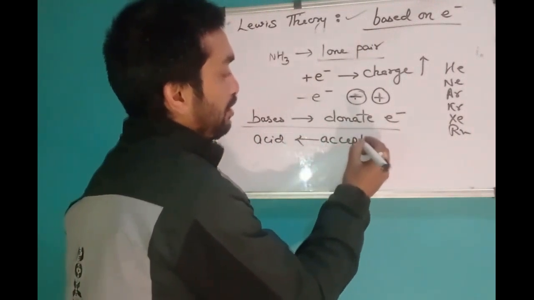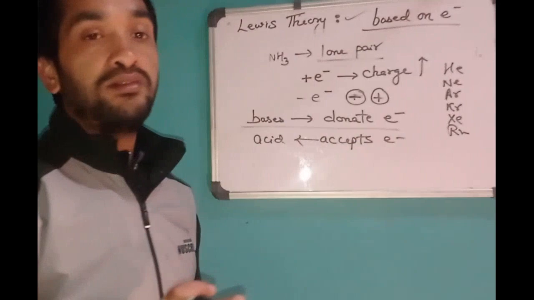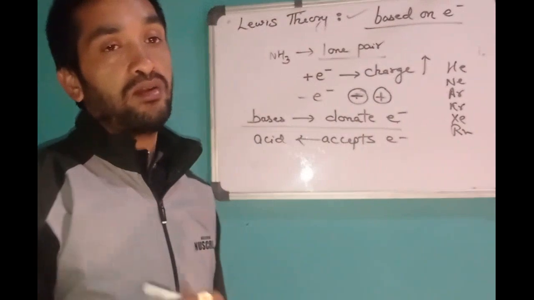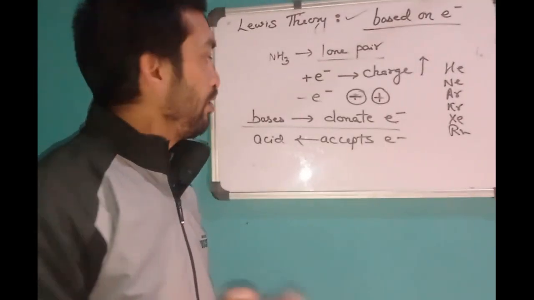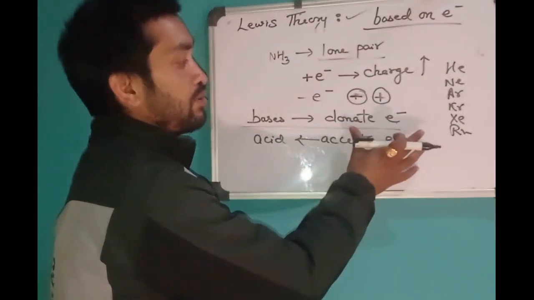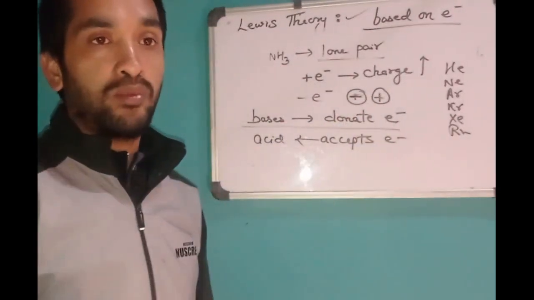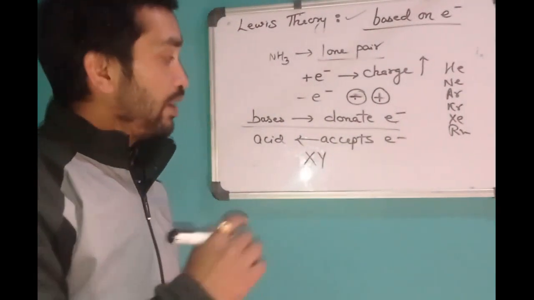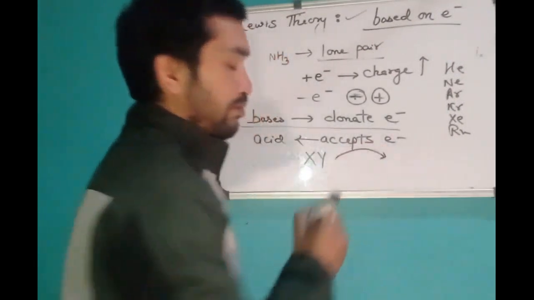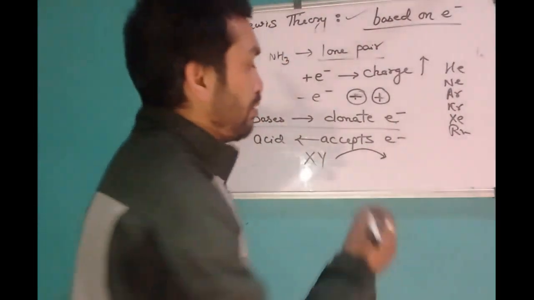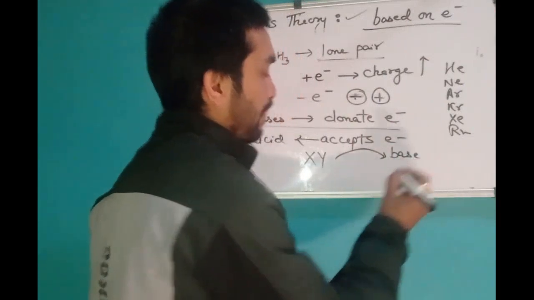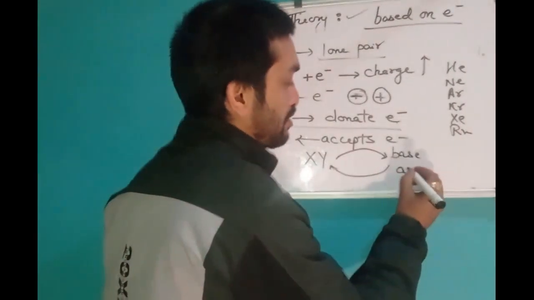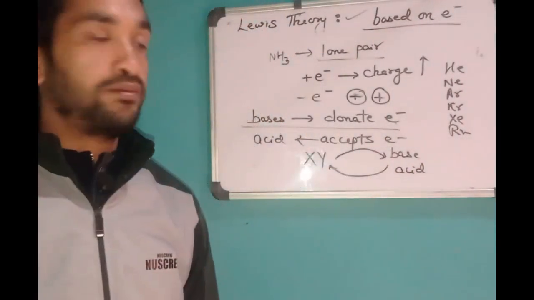Now you can see that in this theory you are not at all interested in aqueous solution. You are only interested in electron, whether electron is being donated or electron is being accepted. Okay, so if any chemical species, let us forget about ammonia, let us think that XY is a species. Now if XY donates electron, definitely XY then is a base. But if XY is accepting electron, then XY is an acid according to Lewis theory.